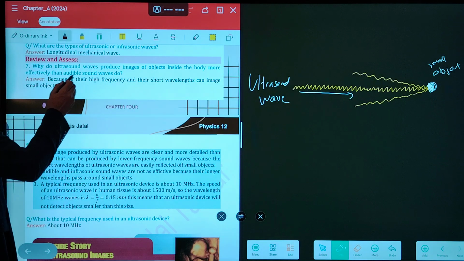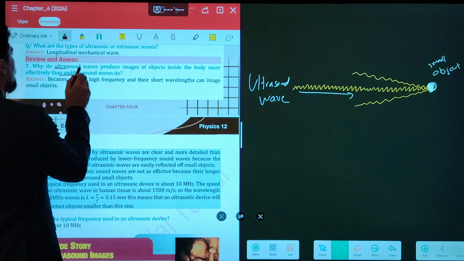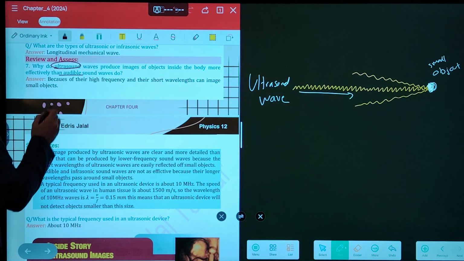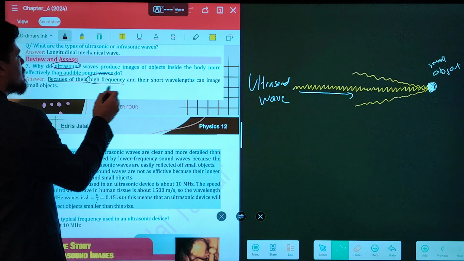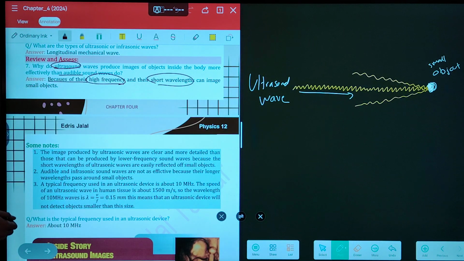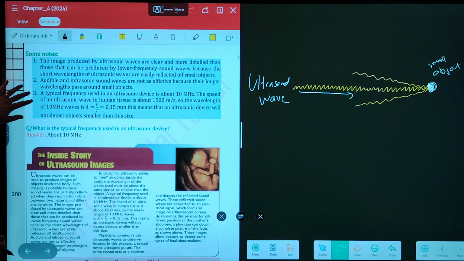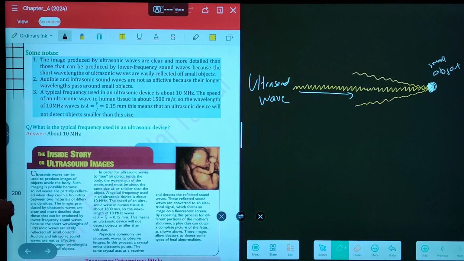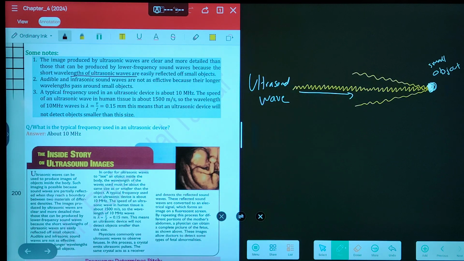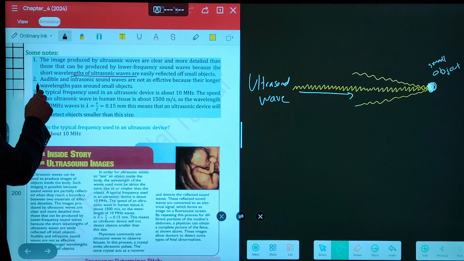Why does ultrasound wave produce images of objects inside the body more effectively than audible sound wave does? What is the difference between audible sound and ultrasound? Ultrasound has more frequency than audible sound, and because of their high frequency and short wavelength, they can image small objects. The images produced by ultrasonic waves are clear and more detailed than those produced by lower frequency sound waves, because the short wavelength of the ultrasound wave is easily reflected by a small object.